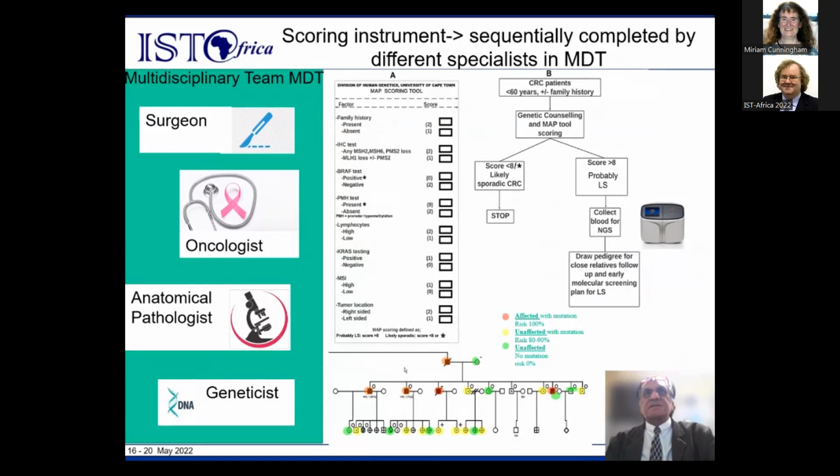And in that instance, there is this clear workflow from the clinic through the scoring instrument and ultimately the application of genetic testing to identify what we talked about earlier, those individuals who are carrying the disease-causing mutation and those who are not. And I emphasize here, ladies and gentlemen, the importance of genetic counseling to accompany all of this work.